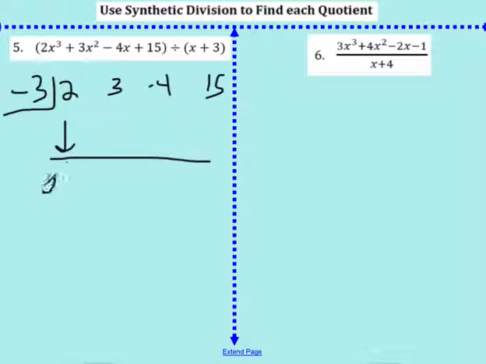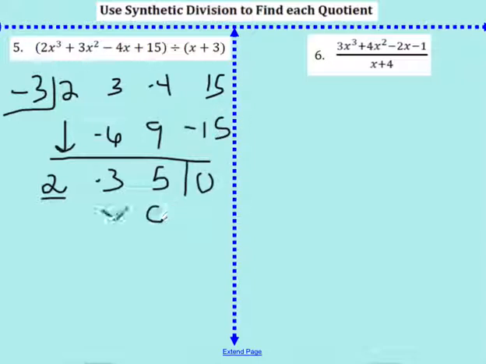We're going to drop the 2 down. Now we're going to multiply 2 times negative 3, which is negative 6. 3 plus negative 6 is negative 3. Negative 3 times negative 3 is 9. Negative 4 plus 9 is going to give me 5. Again, adding down the columns and then multiplying to the corner. 5 times negative 3 is going to give me negative 15. Add down the columns and you get 0. So my remainder is 0.